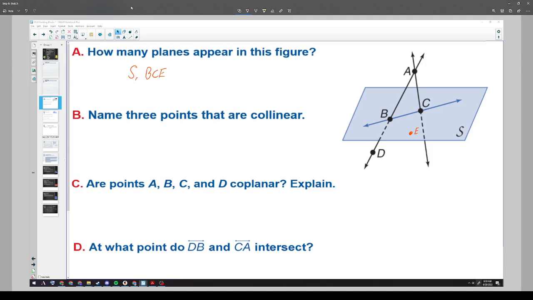It says name 3 points that are collinear. Remember, that means on the same line. So the only spot I have 3 points along a line together are A, B, and D. So we would say A, B, and D are collinear.